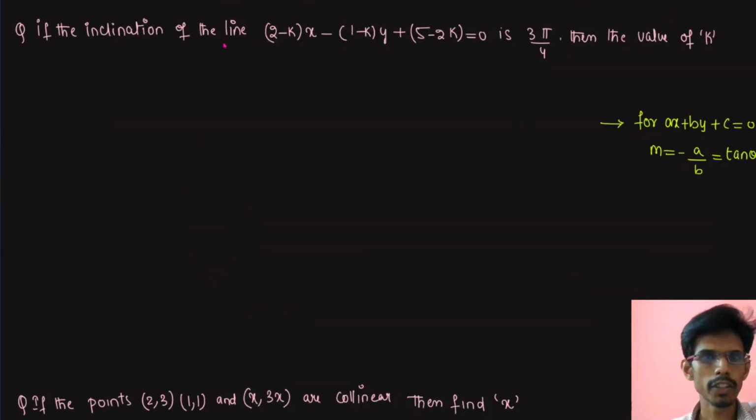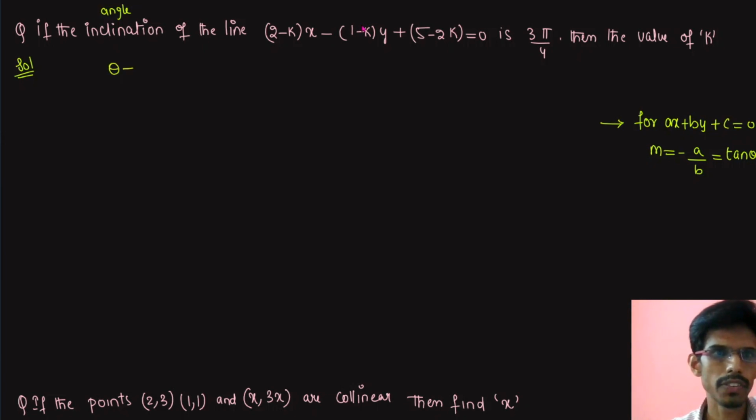If the inclination of the line is 3 pi by 4, then find the value of k. Now, inclination means the angle made by the line with respect to the positive x-axis. The value of theta is given as 3 pi by 4.